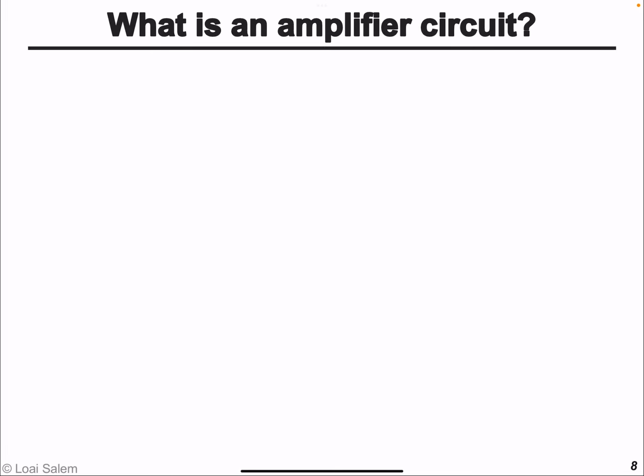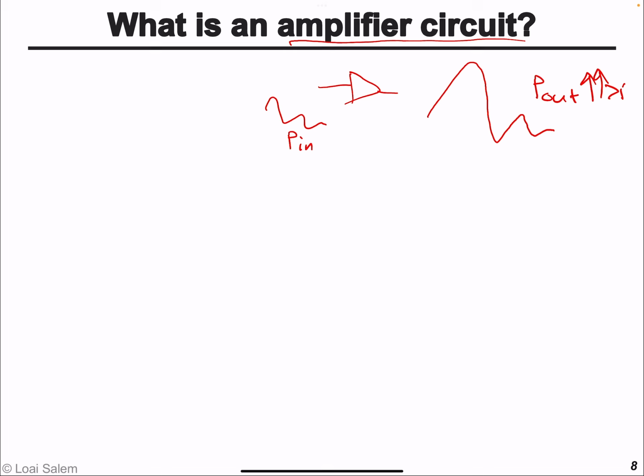What's an amplifier circuit? An amplifier circuit is basically a circuit that provides power gain. So essentially, it takes as an input a given signal with a specific amount of power, say P_in, and produces an output signal that's almost identical, but with a much larger power in it. So why do we need this type of circuit?